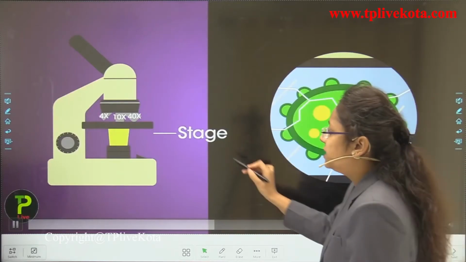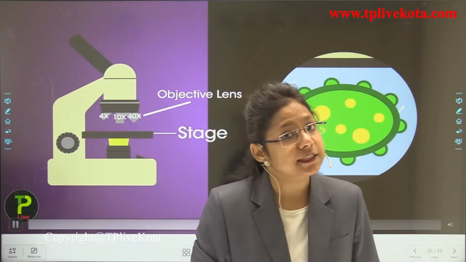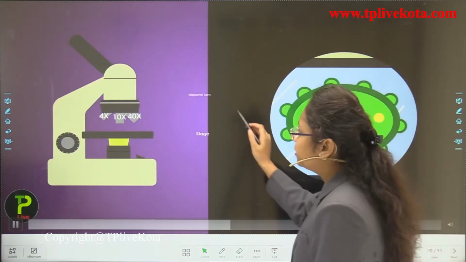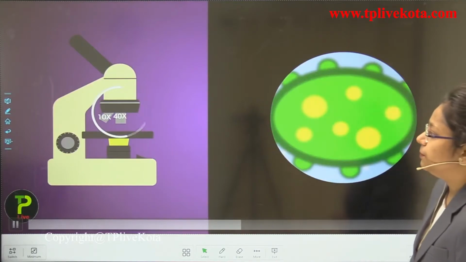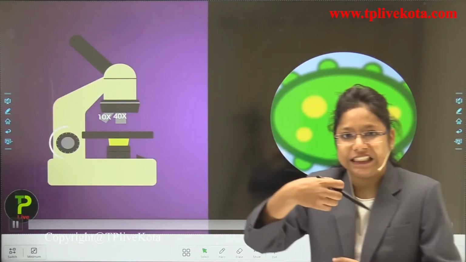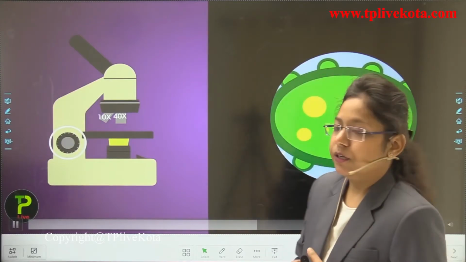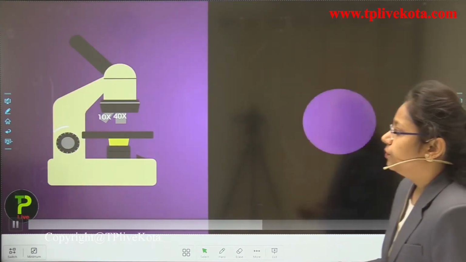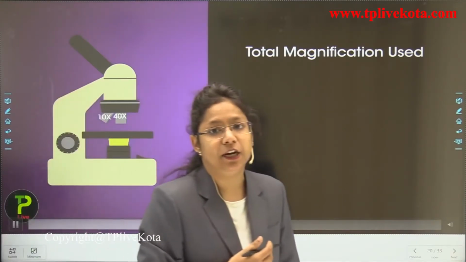Okay, now this is the stage part on which the metal clips are attached and the specimen is put. Okay, these are the objective lenses you can see here. Okay, now we are putting a specimen on the stage, so we have to adjust the nose piece according to the viewing capacity. Okay, now the coarse adjustment and the fine adjustment play a greater role over here.